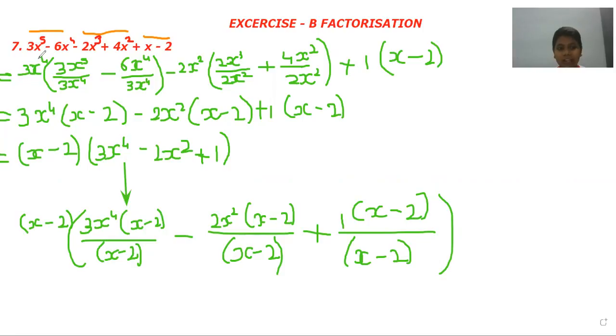Here what we do is really important. For the first two terms, I took 3x to the power 4 as a common factor. That's because 3 can divide both 6 and 3. So I took 3, which can divide these two. Then I took the variable which has the smallest power.